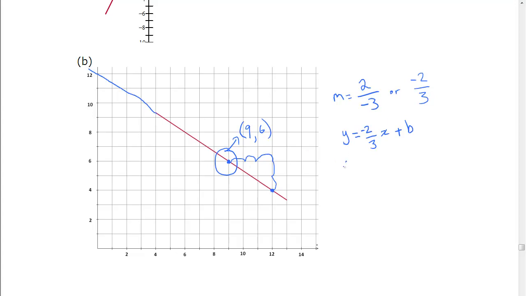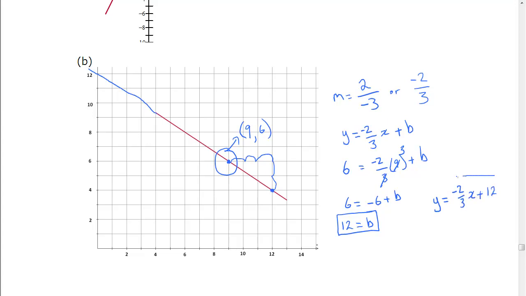So if we substitute 6 for y and 9 for x, that leaves just b and should allow us to solve for b. If we cancel here, that leaves 3. So 6 equals -6 plus b. If we move that over, it becomes 6 plus 6, or 12, equals b. So b is 12, telling me then that the equation of this line is y equals negative 2 over 3 x plus 12. So it is indeed exactly through 12 the line goes.